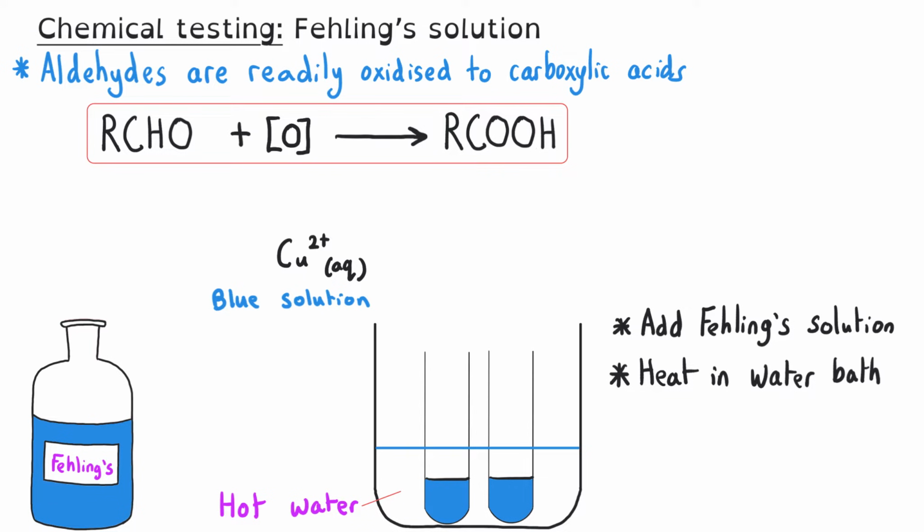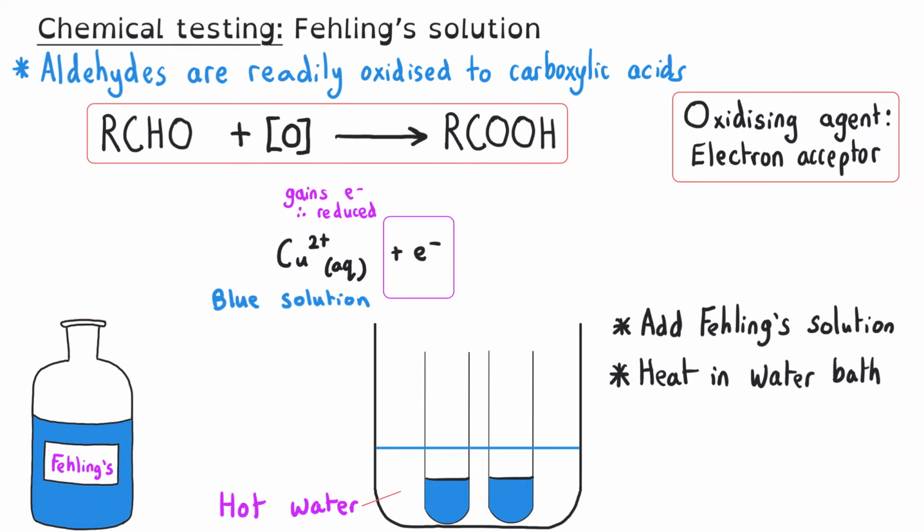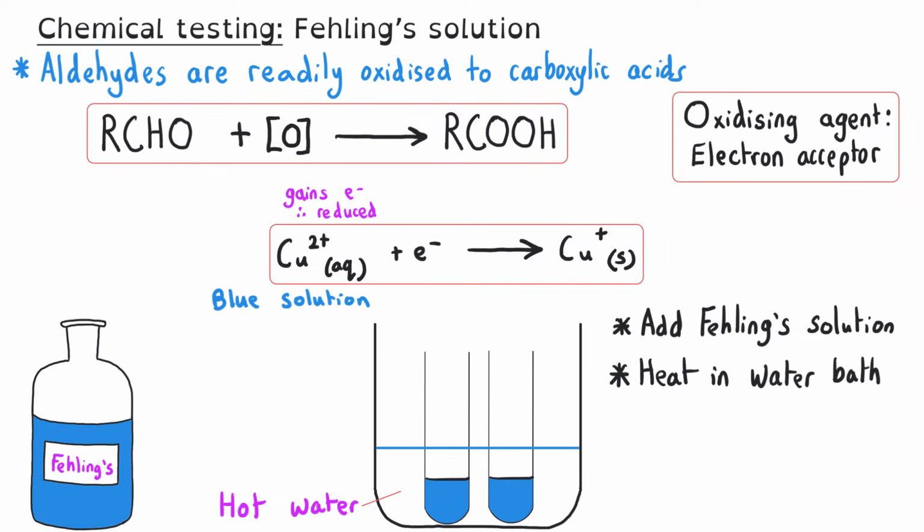And when it acts as an oxidizing agent, it takes electrons from the substance that it is oxidizing, and therefore it is gaining electrons and it itself is being reduced. And remember, that is one of the definitions of an oxidizing agent. In terms of electrons, they are electron acceptors. And so this copper 2+ gains electrons and it turns into copper 1 ions, which are solid. And therefore we get a precipitate, and this is a brick red precipitate of this copper 1 compound.